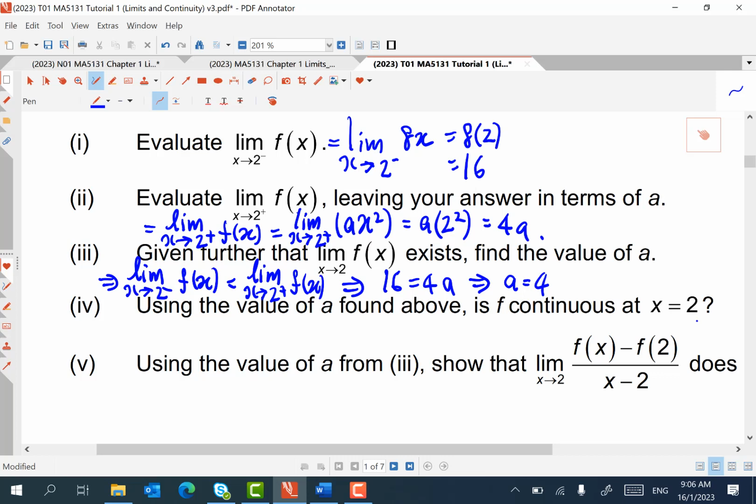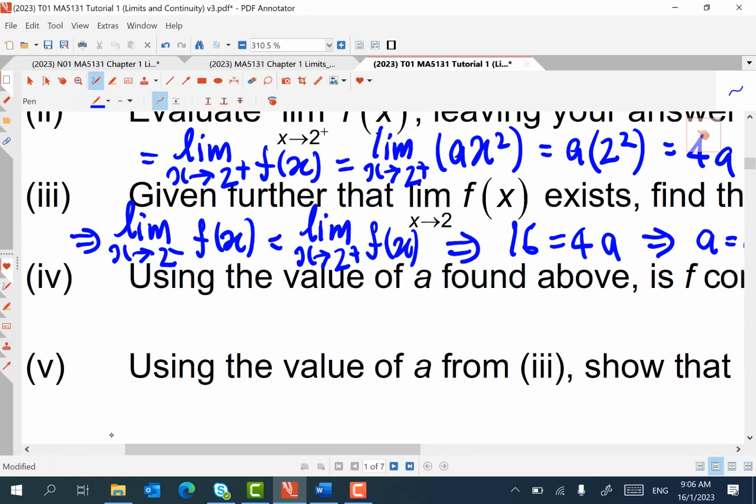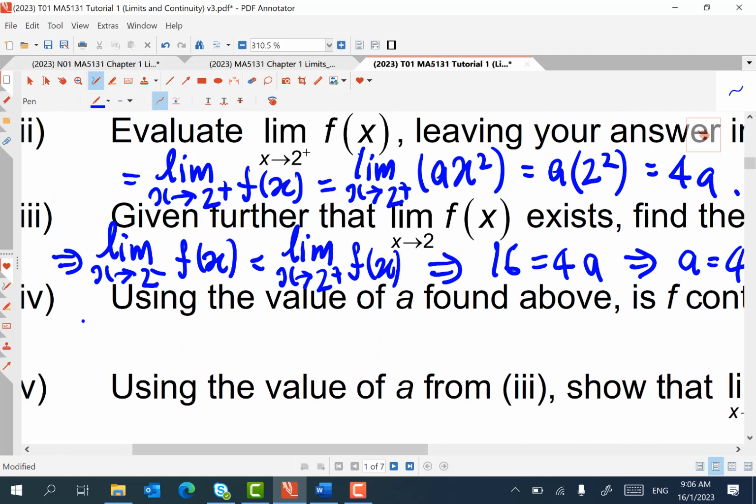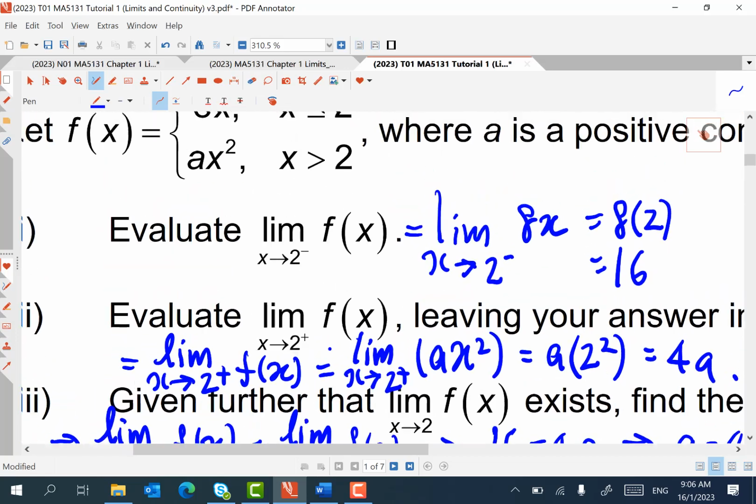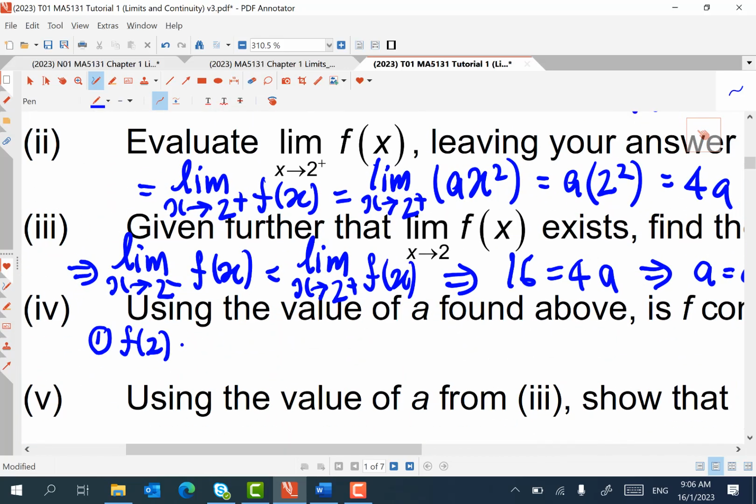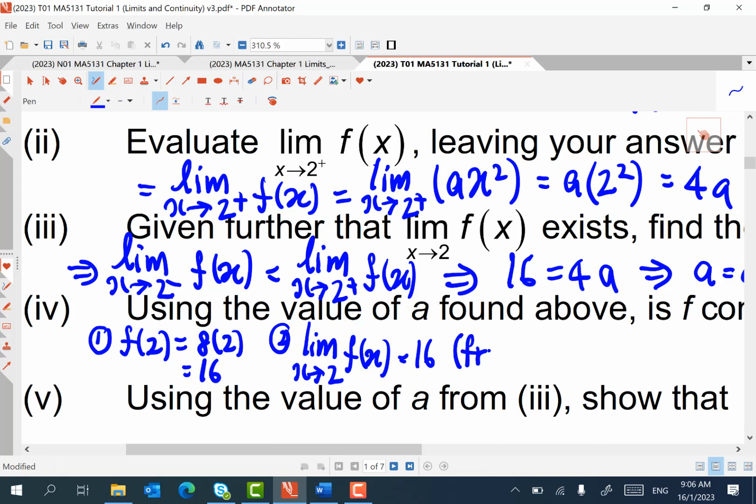Now, if I ask this question, is the function continuous at x equals 2? What do you do to check? The 3 steps, right? First, you calculate f(2). Based on the definition of the function, it is 8 times 2, so it equals 16. Number 2, you take the limit as x goes towards 2 of f(x). We also know from part 1 that it is also 16.